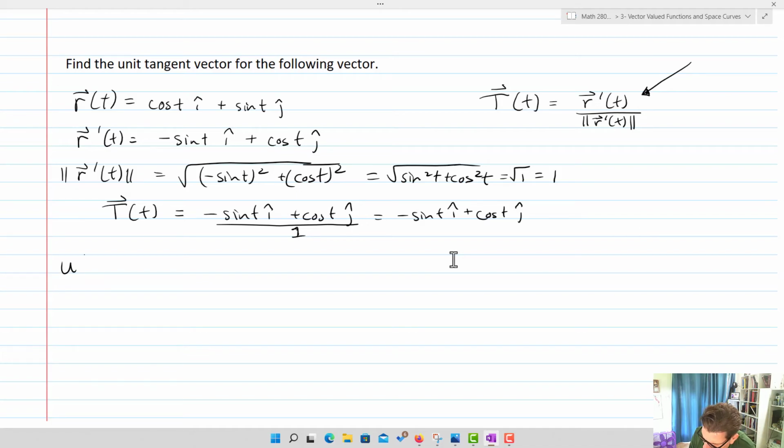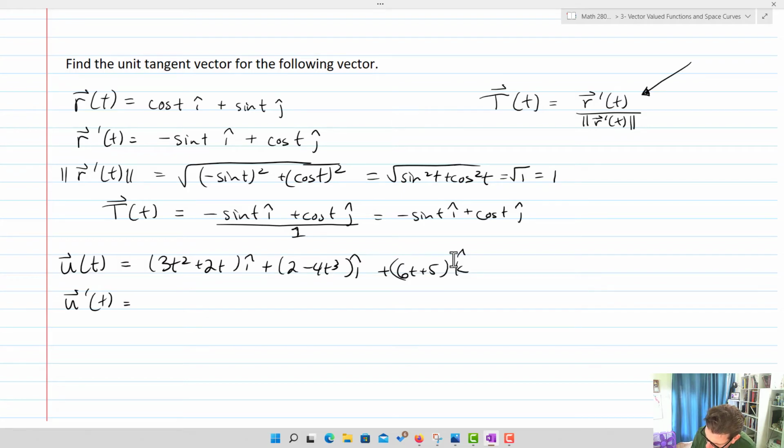Okay. All right. Let's try another one. Let's suppose that we have u of t equals 3t squared plus 2t i plus 2 minus 4t cubed j plus 6t plus 5 k. I'll first find u prime of t. So u prime of t is going to end up being 6t plus 2 i plus negative 12t squared j plus 6k. So there's my vector.